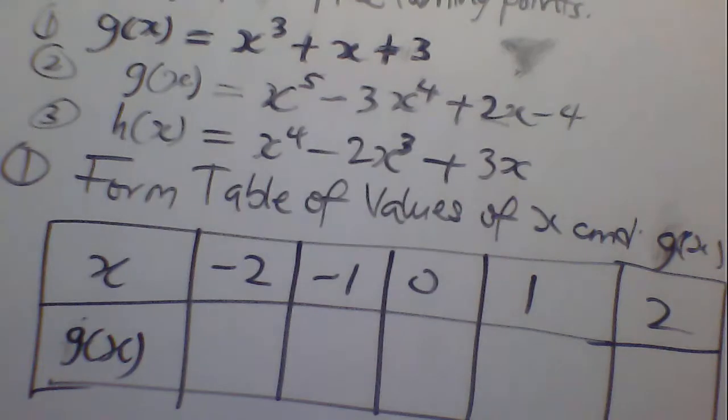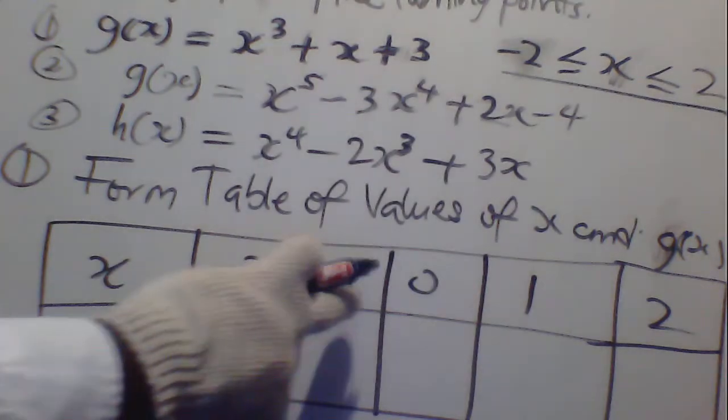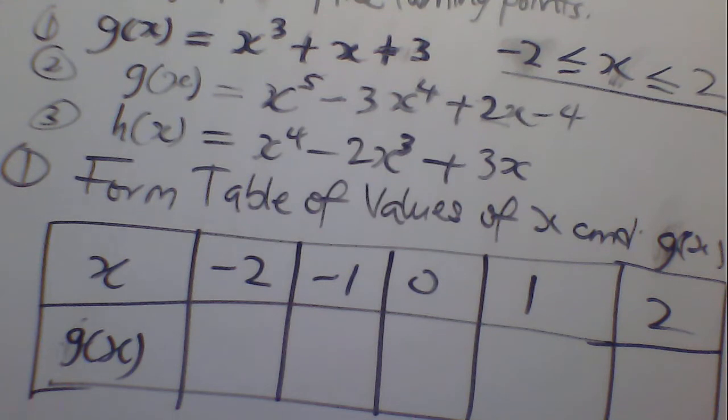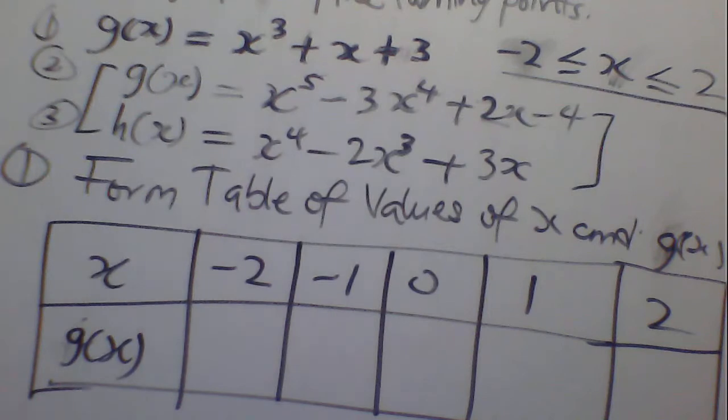That is the interval of x. I want to use the values to plot the graph of g of x equals x raised to the power 3 plus x plus 3. That is minus 2 is less than or equal to x, and x is less than or equal to 2. So this is the interval I want here: minus 2, minus 1, 0, 1 and 2. So when x is minus 2, y is what? Copy this out, pause now, copy it out, so I can clean the board and make some illustration.